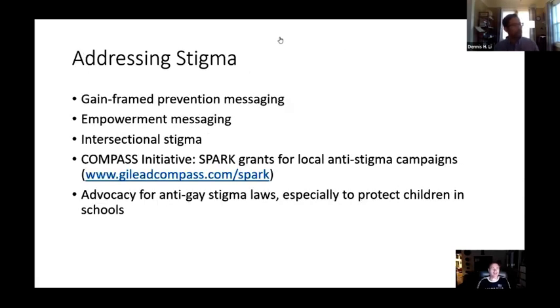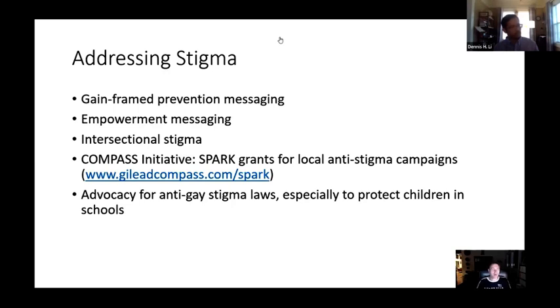Addressing stigma is a big challenge, but there is research that suggests that gain-framed prevention messaging is more effective. Empowerment messaging, this sort of pivot where people may feel stigmatized around taking PrEP, but also may experience empowerment from being on PrEP and taking control of their own health. It's important to understand that these stigmas are intersectional, so the same person may experience anti-gay stigma, anti-PrEP stigma, and racism, and interventions need to address the intersectional nature of stigma.